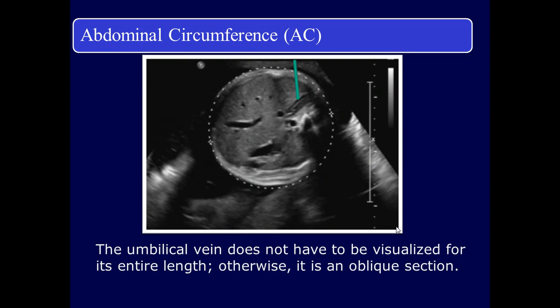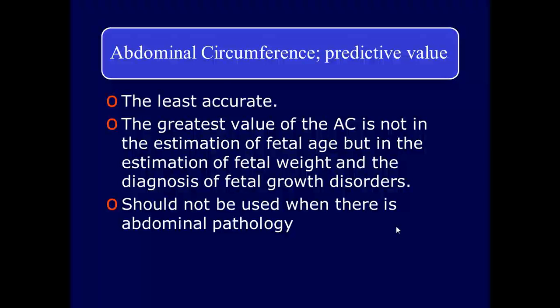Here are the adrenal glands. In an older fetus, it's normal for them to be seen at the level of the abdominal circumference. Abdominal circumference is generally considered the least accurate of the standard fetal biometric measurements, and this is possibly due to greater difficulty in obtaining an ideal image.